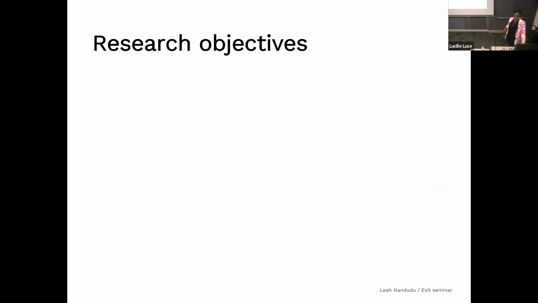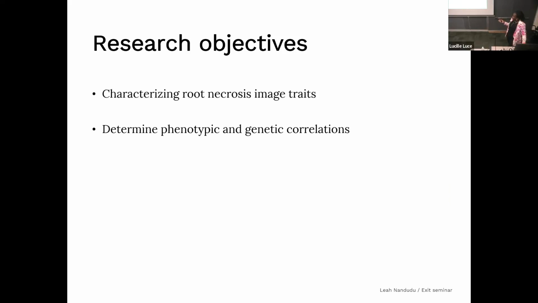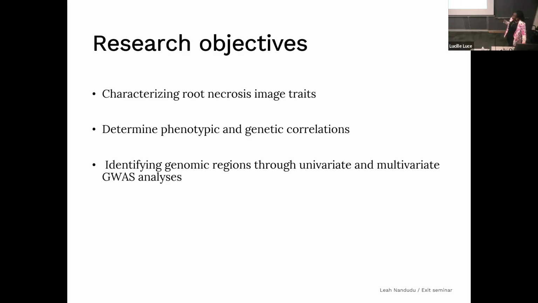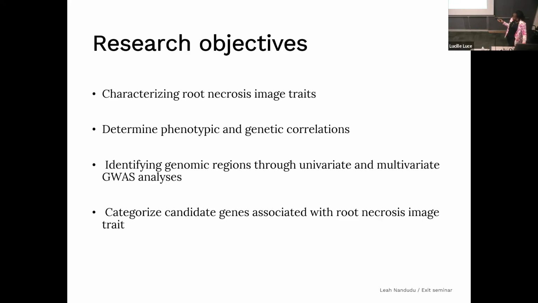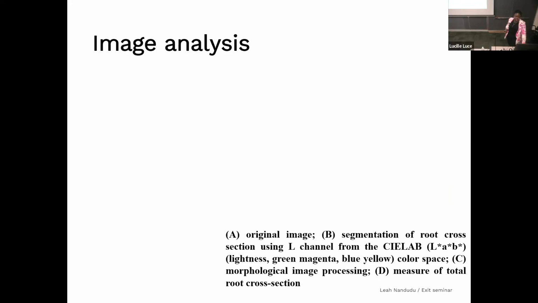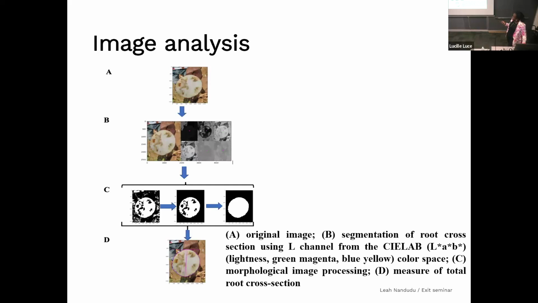Again, the research objectives: we wanted to characterize root necrosis image traits, determine phenotypic and genotypic correlations with the 1 to 5 scoring methods, and also conduct GWAS and identify the genes in those regions. So how this happened in image analysis, just to give you an idea, we would input a raw image in PlantCV. Then we use different color spaces for segmentation. We ended up using the lightness, the green-magenta, and the blue-yellow channels, because this was better for us in the segmentation process.